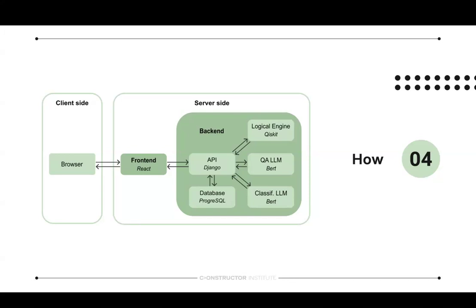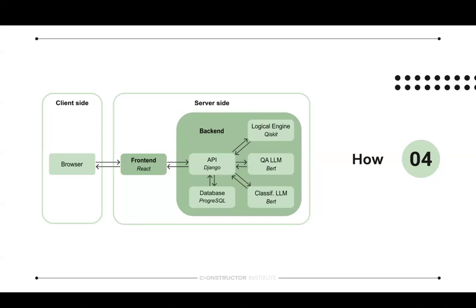So the classification LLM gives back the category to the API, but we need something more. We also need the parameters of the user question. For example, if the user wants a definition, we need to know the definition of what, of which quantum gate. Or if the user wants to apply the quantum gate, we also need to know on which state. And these parameters are given by the QA, the question answering LLM.